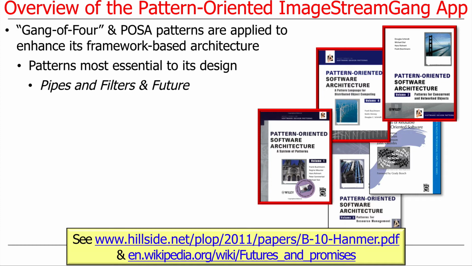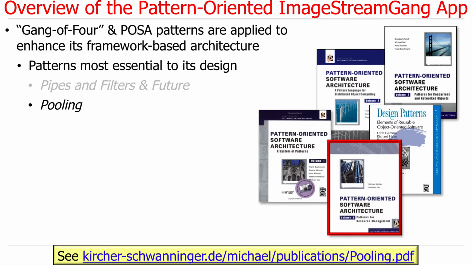Future, as we've discussed in the context of completable future, is essentially a proxy that's a stand-in for the result of a computation that runs asynchronously. And you can learn about pipes and filters and futures by taking a look at the links at the bottom of these slides. There's also support for a pooling pattern, which is described in the POSA 3 book. And pooling basically has a pool of resources, which in this case would be threads that are running in the fork join pool. And that's used to more effectively map the computations onto the underlying processing cores.